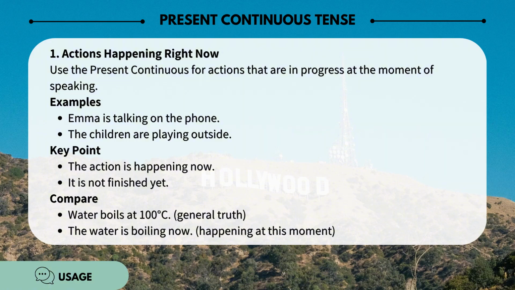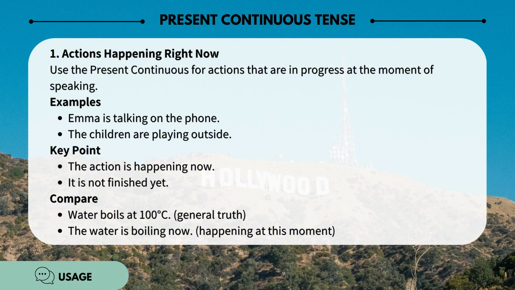Now compare these two sentences. Water boils at 100 degrees Celsius. This is a general fact. It's always true, so we use the present simple. Now look at this one. The water is boiling now. This isn't talking about a scientific fact. It's talking about the water in front of us at this moment, so we use the present continuous.